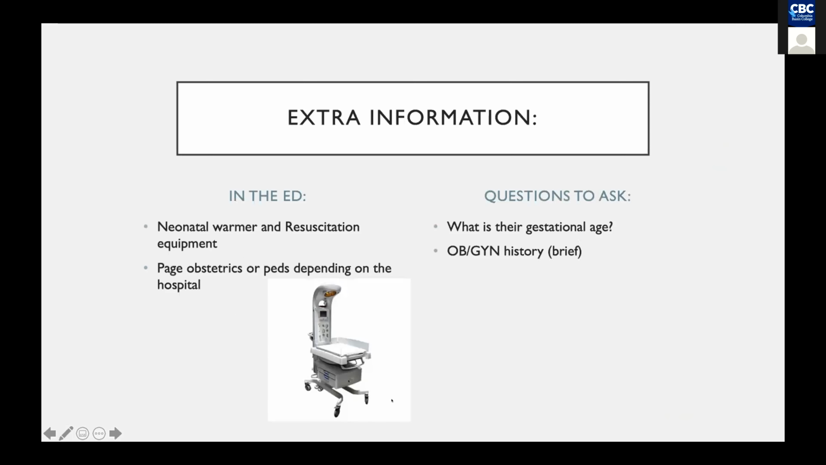And then if you're in the emergency department, it's probably a good idea to grab the neonatal warmer and resuscitation equipment if you have it, and to page OB or PEDS depending on the hospital. And then some questions that would be a good idea to ask are, what is their gestational age, and a quick OB-GYN history. So if they have any history of shoulder dystocia or C-section or anything like that, that would probably be good information for them to know. And that's it.